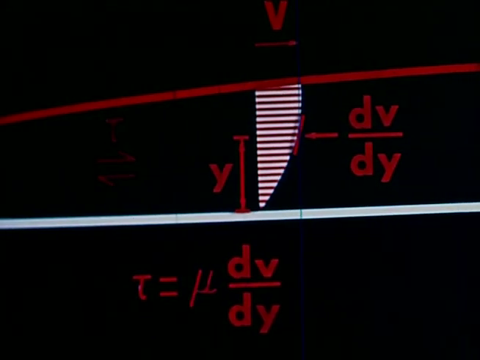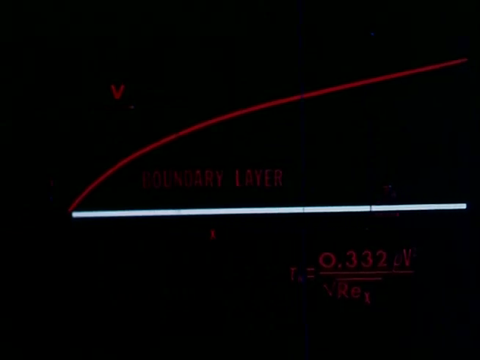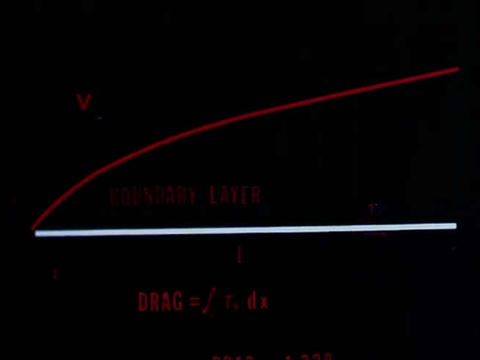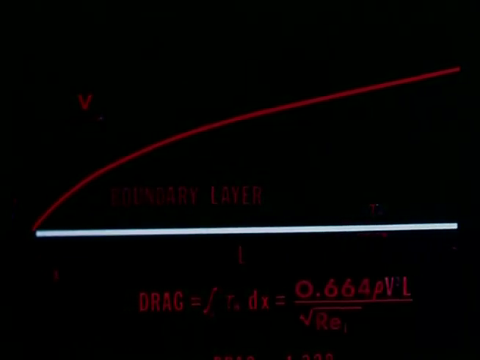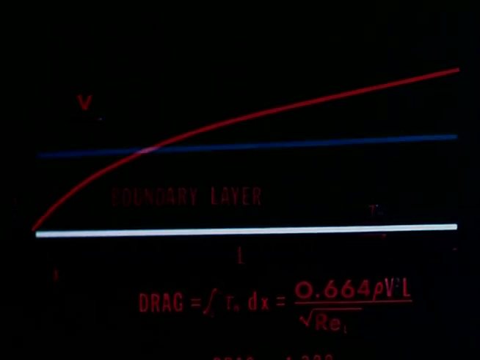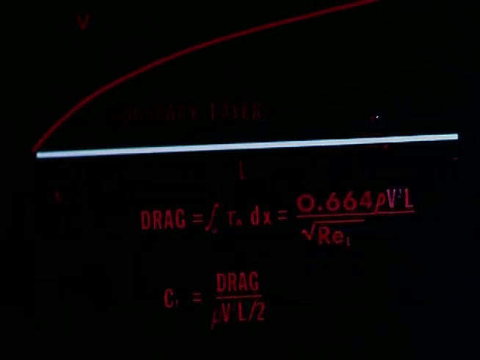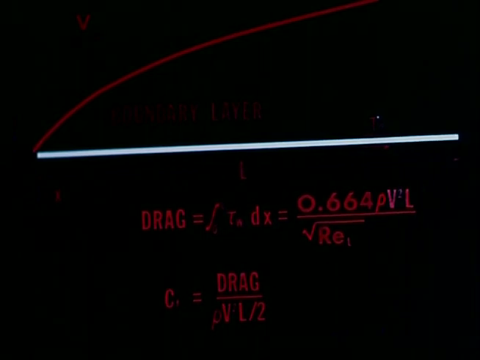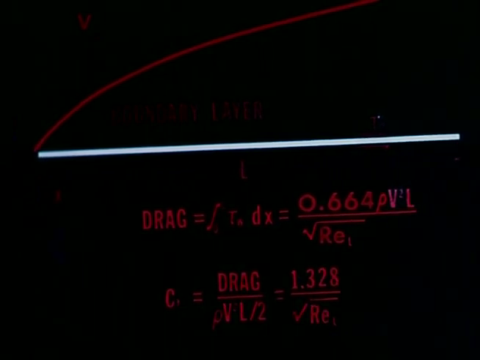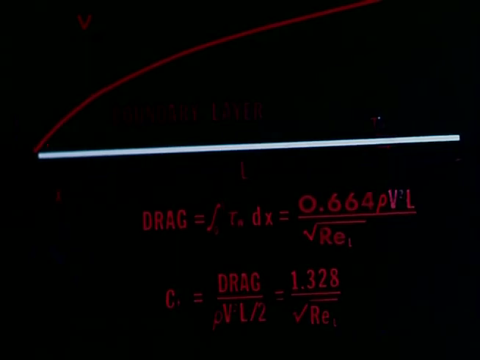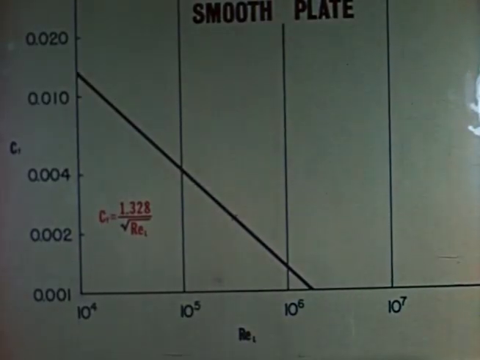Theoretical calculation of dV by dy at the plate surface permits evaluation of the wall shear stress at each x distance, and drag is obtained by integration over the plate of length L. Drag is conveniently expressed in terms of a dimensionless skin friction coefficient, C sub F, and this coefficient is a function of Reynolds number only.